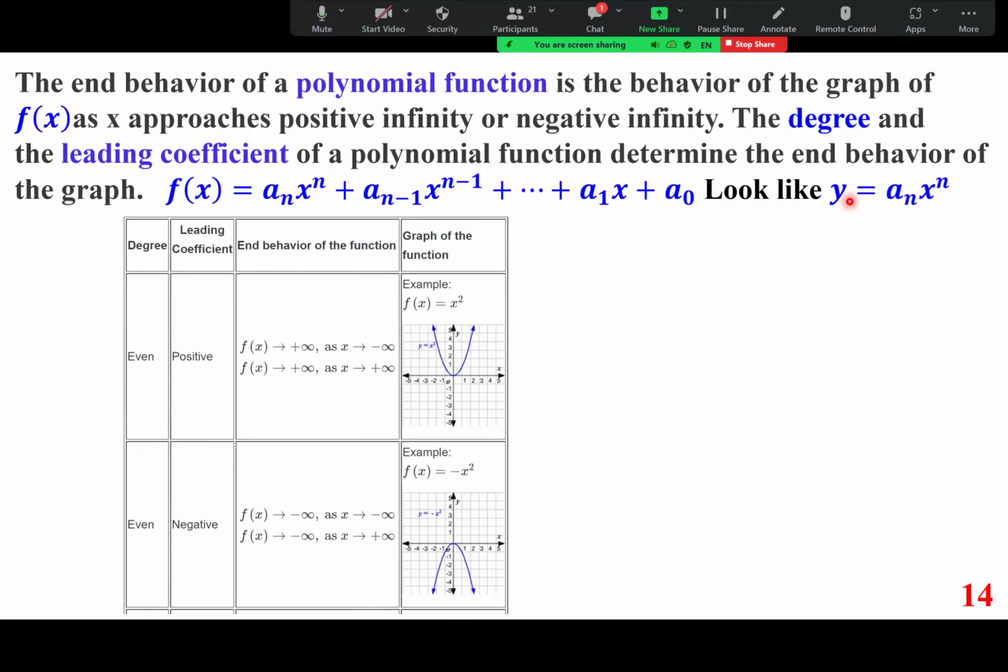So if the degree is even and the leading coefficient a sub n is positive, it looks like y equals x squared, meaning x goes to negative infinity or x goes to positive infinity. In both cases, f of x goes to positive infinity. We are talking about the first and second quadrant as the end behavior. If a sub n is negative, then it's just like a parabola that opens down. Whether x goes to negative or positive infinity, in both cases, f of x goes to negative infinity.